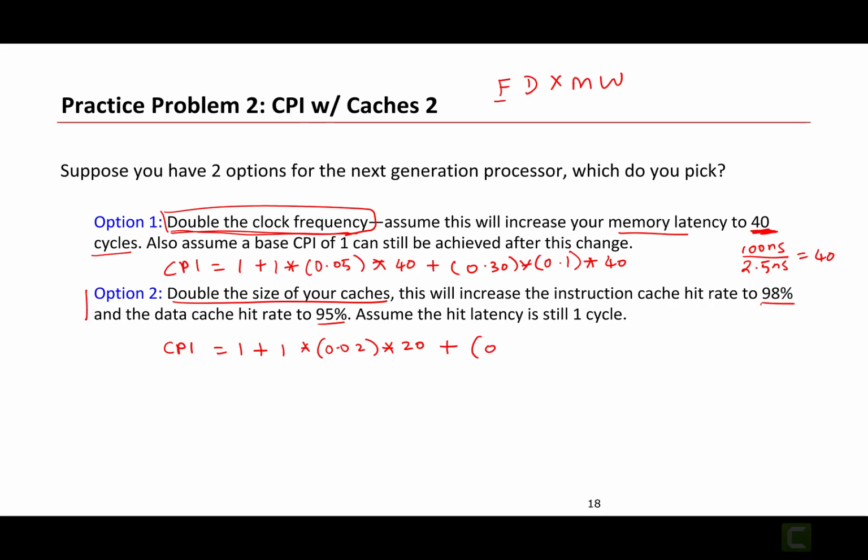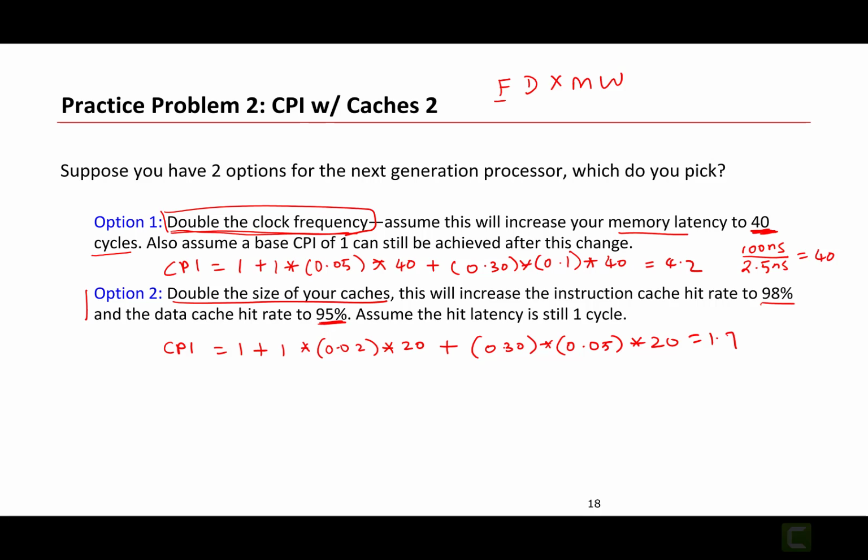And then I still have 30% of instructions being loads and stores, and the miss rate has gone down because I doubled my cache size, so it's gone down to 5%, and the main memory latency is the old main memory latency, so that's 20. So now if I do the math, it will be 4.2 and 1.7. So you will see that option 2 is clearly worse than option 1 in terms of CPI.